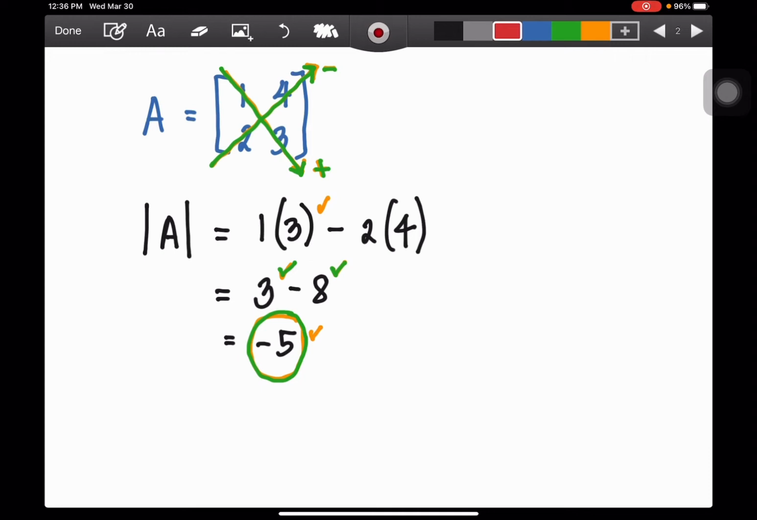So we multiply 1 times 3 times positive 1. So you have 1 times 3, which is 3. Then we go up, 2 times 4 times negative 1. That gives us negative 2 times 4, which is negative 8. So 3 minus 8 gives us negative 5. So it's so easy to determine the determinant of a matrix wherein the matrix is a 2 by 2 matrix.